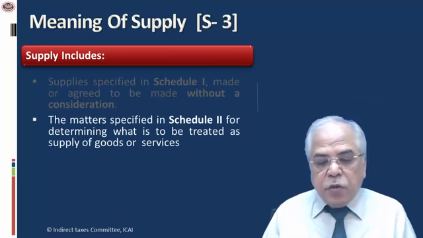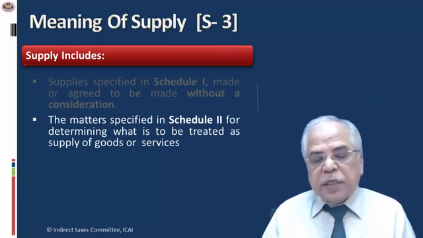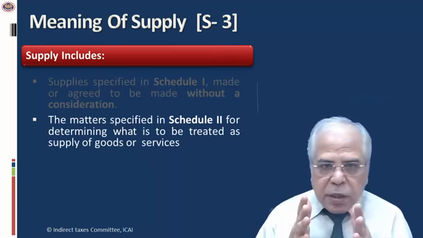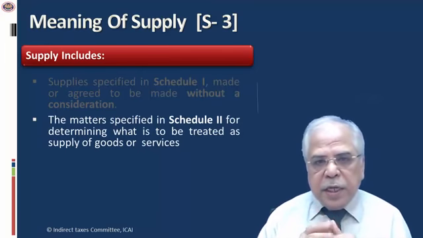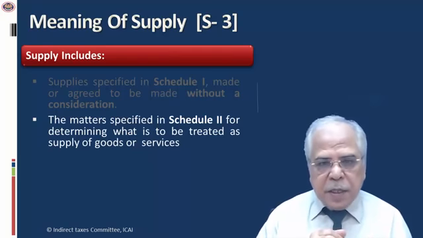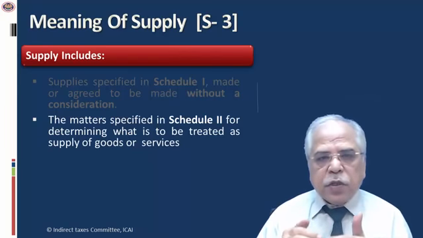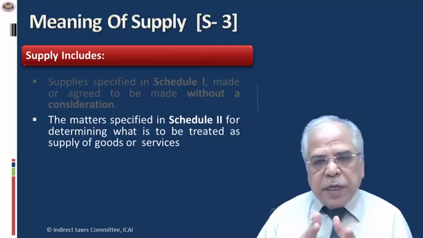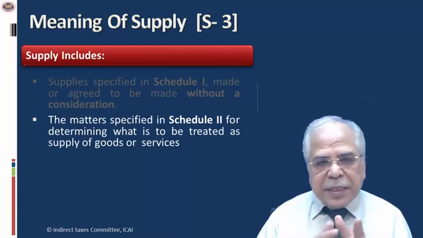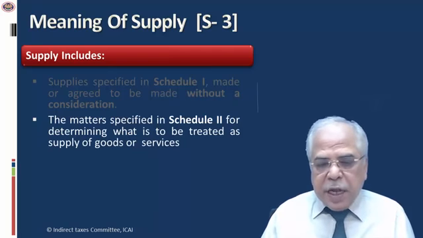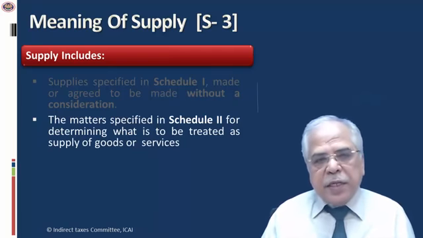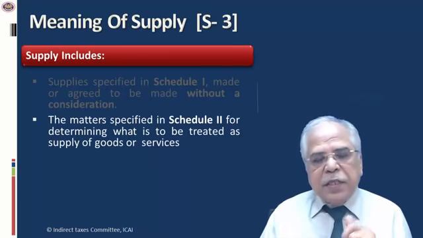The matters specified in Schedule 2 are for determining what is to be treated as supply of goods or services. So, the traditional definition of goods and services has been tampered with in order to avoid legal disputes between the assessee and the department. Once we go to the definition of goods and service, I'll tell you how it has been tampered with and what is the difference between the existing definition of goods and services vis-a-vis the definition adopted for service tax. But Schedule 2 clearly provides that these are the particular activities which shall be considered goods and these are the particular activities which shall be considered service.